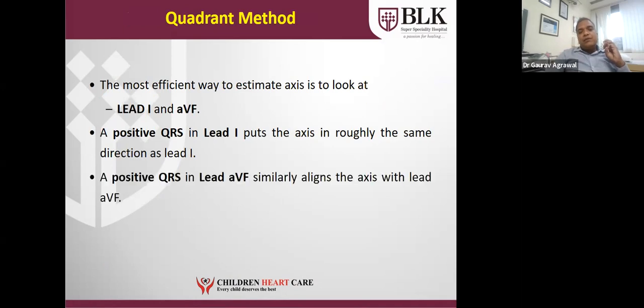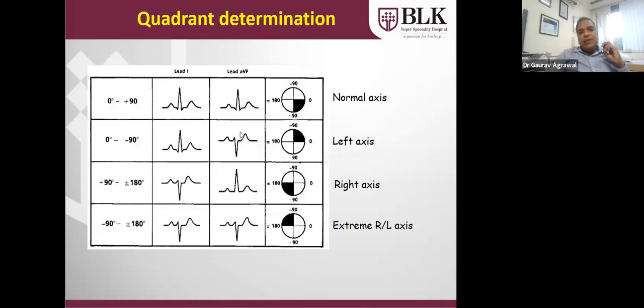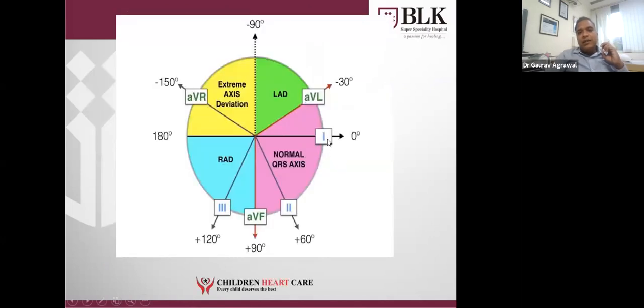I will explain with this cartoon. First I show you the leads. Lead 1 direction is here. Lead AVL is here. AVR is here. Lead 2 is here. Lead 3 is here. Lead AVF is here. Lead AVF is inferior. Leads 2, 3 and AVF are the inferior leads.